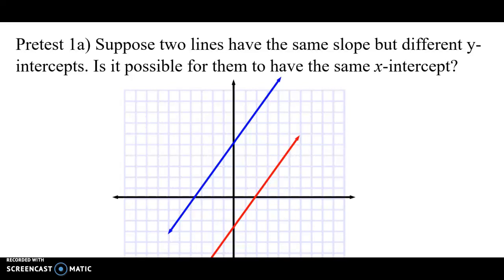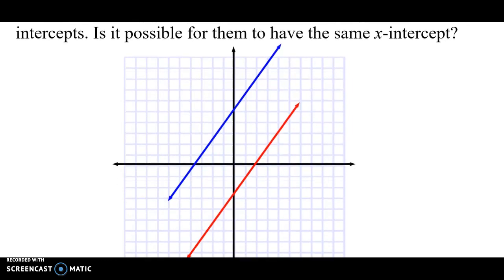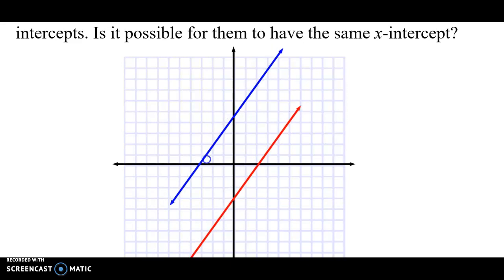All right, so take a look at pretest and question 1A. It asks us, suppose that two lines have the same slope, but they have a different y-intercept. So let's establish that first. Would we agree that these two lines both have the same slope right now? Yeah, they do. Now we need to establish that they have a different y-intercept.